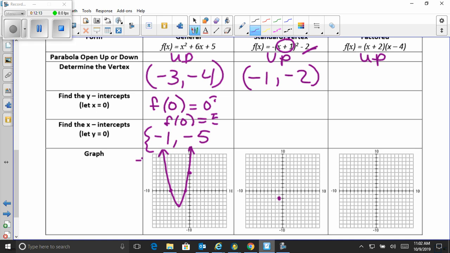Then I need to find my y-intercept. So when I'm plugging in a 0, I'm doing the f of 0, getting -(0 plus 1) squared minus 2. So that's going to be -1 squared minus 2, which is -1 minus 2. That's going to be -3.